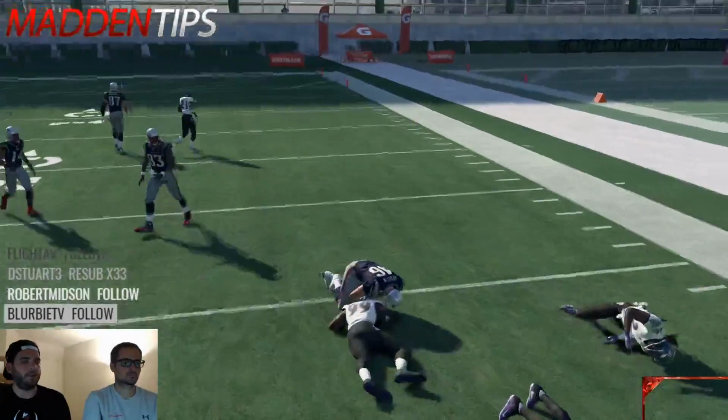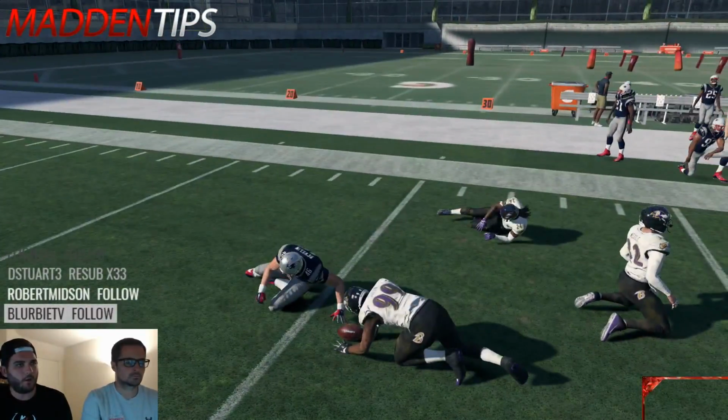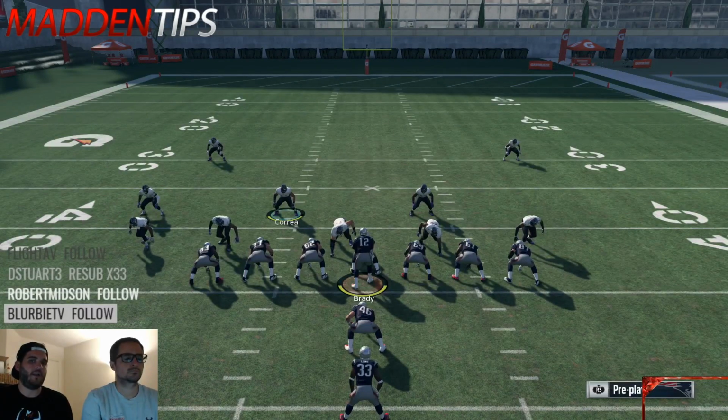But I think it starts with making sure you have an ISO, a halfback dive right at the middle, and then also having a stretch to really be able to run the ball. I love it.